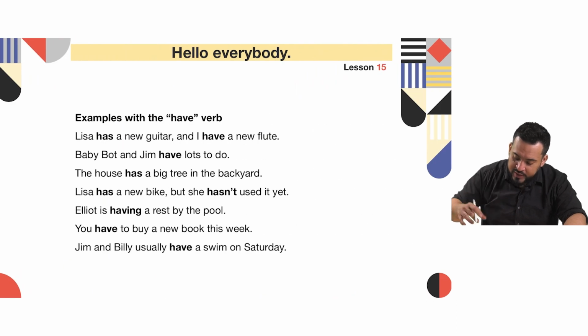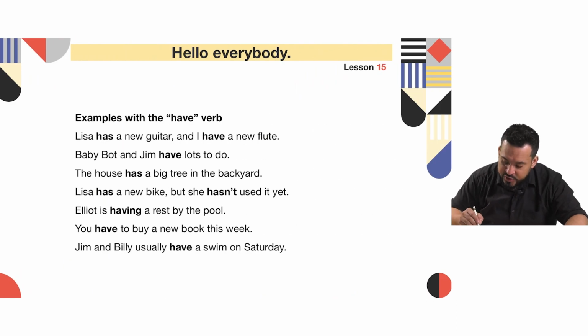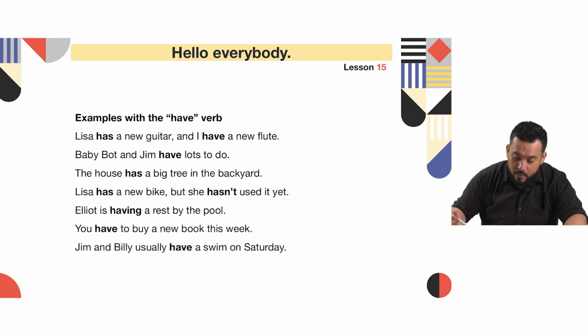Okay, let's take more examples. Lisa has a new guitar and I have a new flute. Lisa has got a new guitar and I have got a new flute. Same thing. Bob and Jim have lots to do. The house has a big tree in the backyard. Lisa has a new bike, but she hasn't used it. Now here, if you notice, Lisa has a new bike, but she hasn't used it.